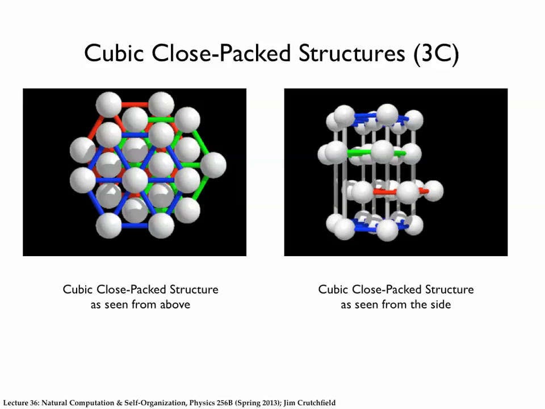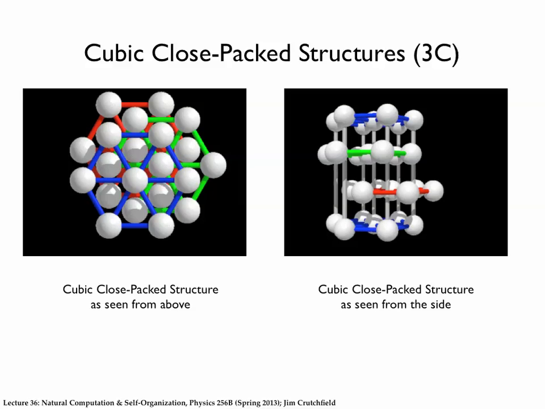Alternatively, I could create something called a cubic close-packed structure. And this is also called a face-centered cubic because if you twist it and turn it in a certain way, it has a symmetry that you can describe by a square unit cell with atoms at each corner and additionally atoms placed on each face. So it's also called face-centered cubic, but we don't need to get hung up on the terminology.